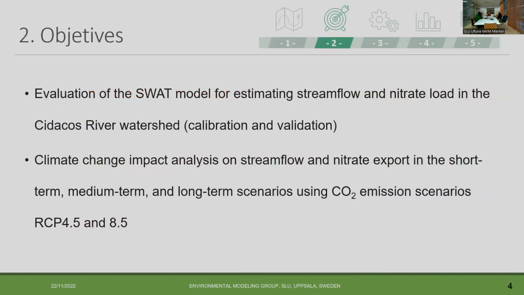So in this presentation, I'll do two things. It's about how we evaluated our SWAT model that we used for the climate change impact analysis for two emission scenarios, that is RCP 4.5 and 8.5.